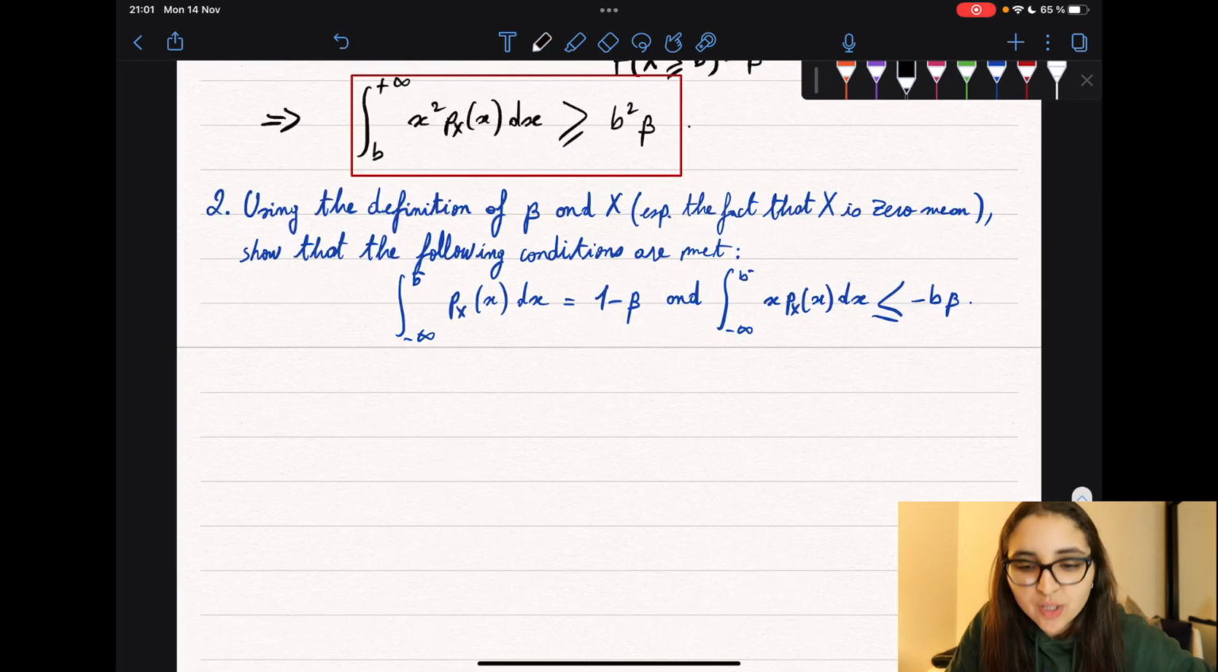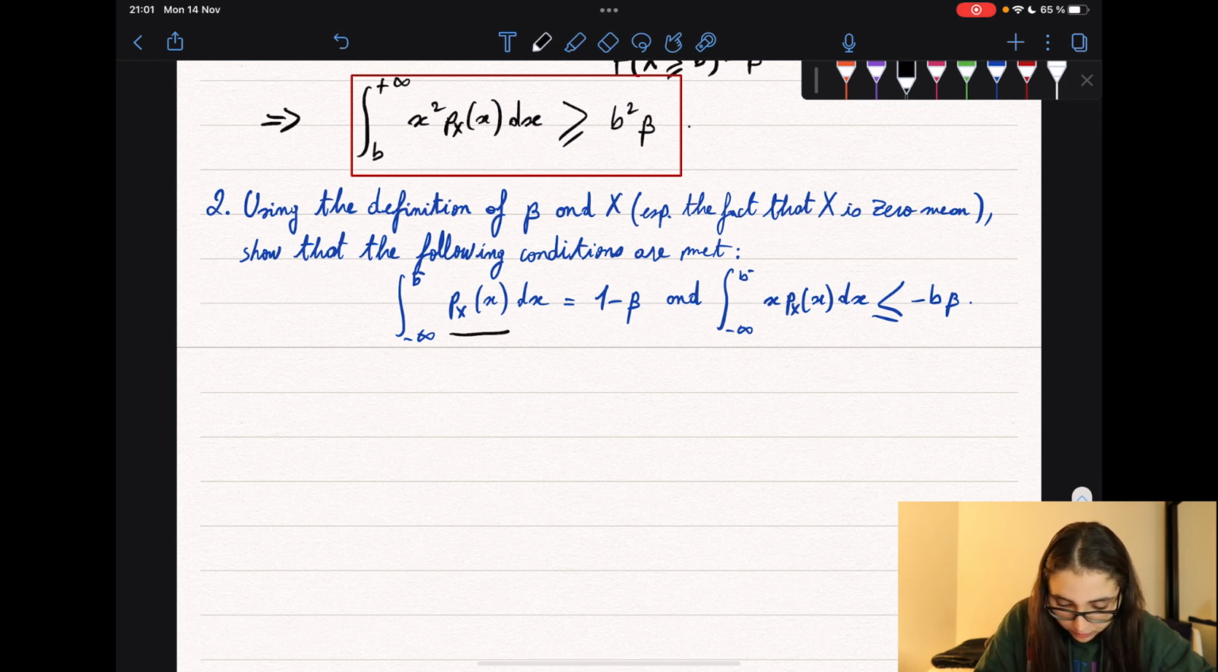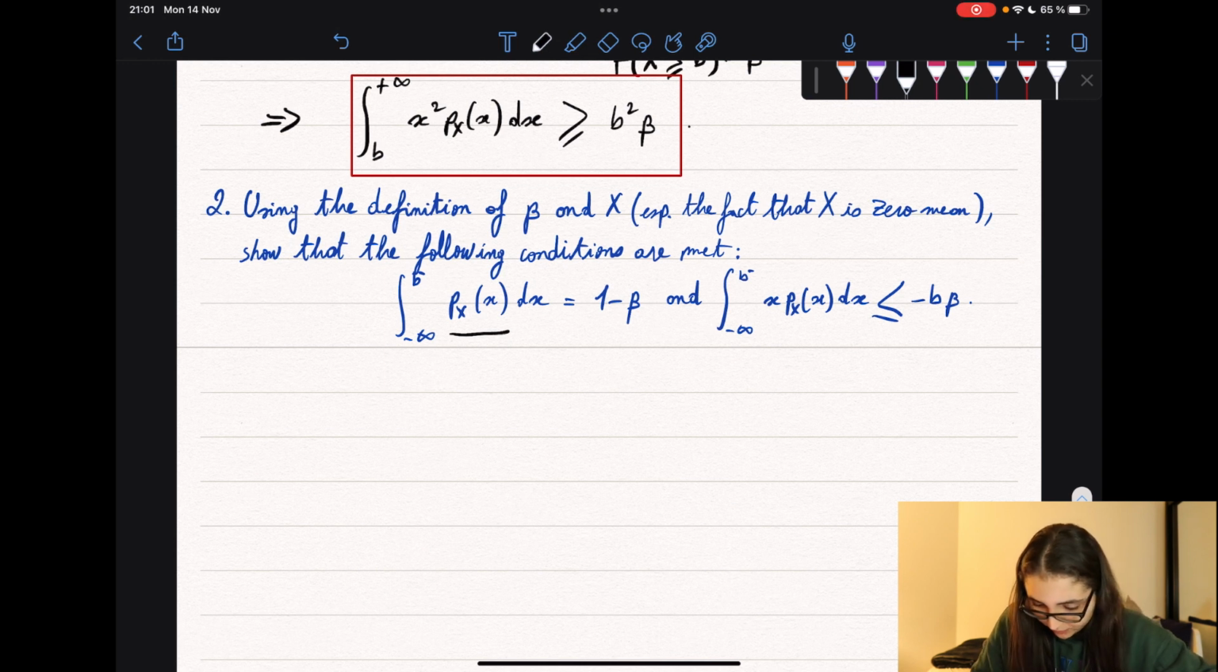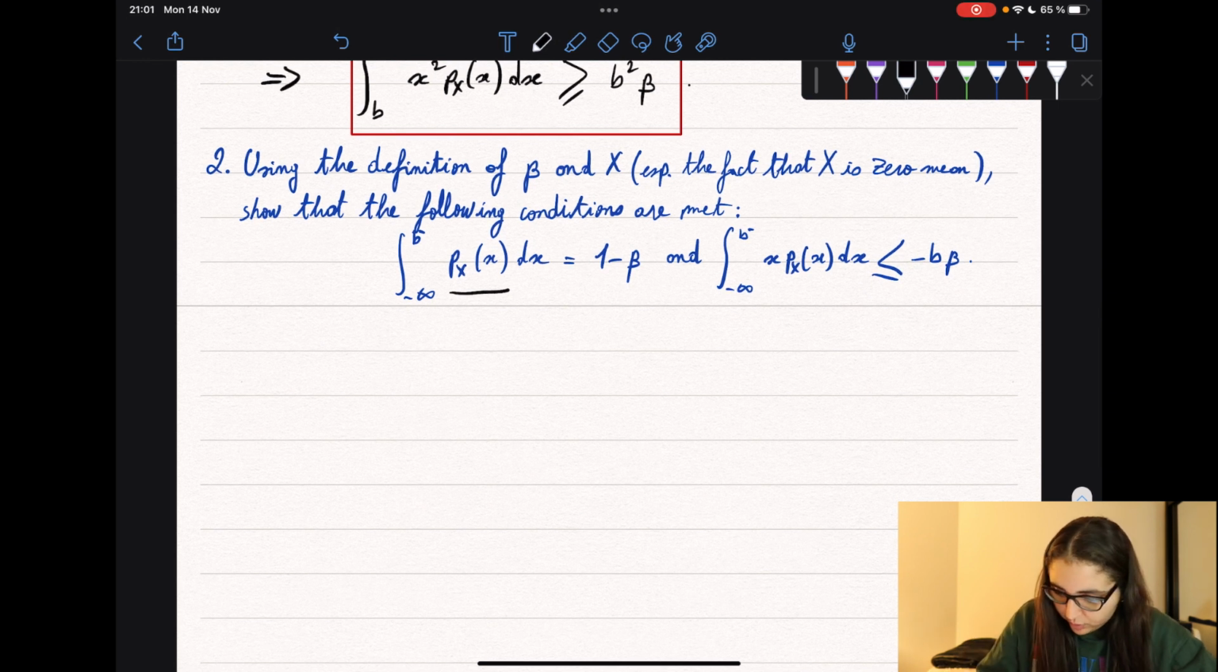Now, what we want to show is that the following two conditions are met. We have a condition on the integral from minus infinity to b minus of p of x, and then we have a similar condition on x p of x. That is actually an inequality. So the first one is actually pretty easy to show. We're just going to call it A and then B.